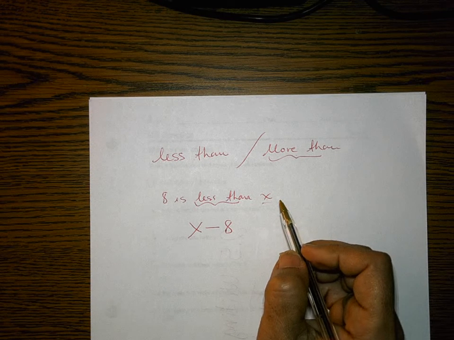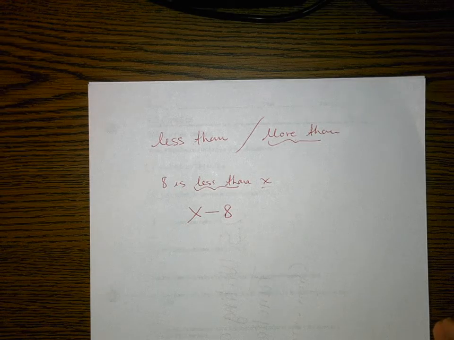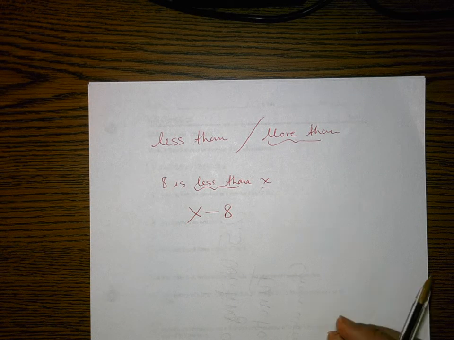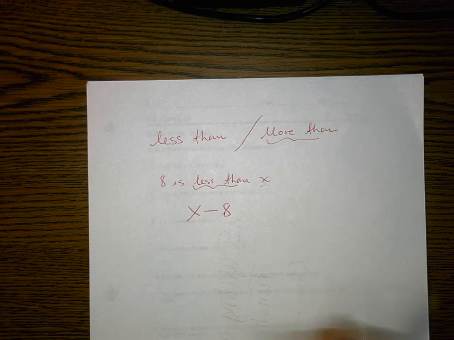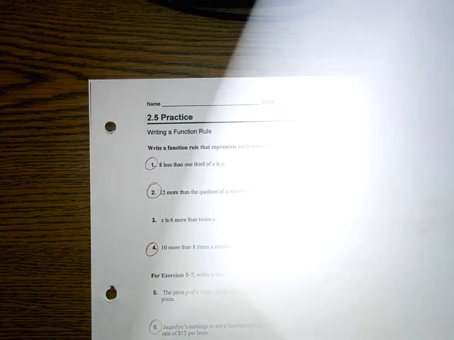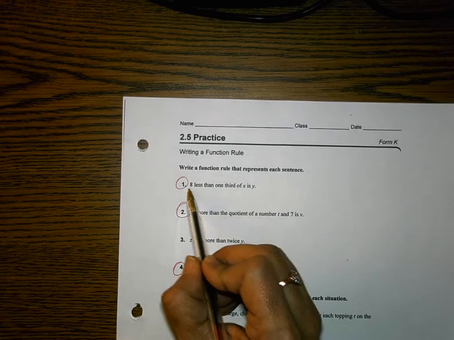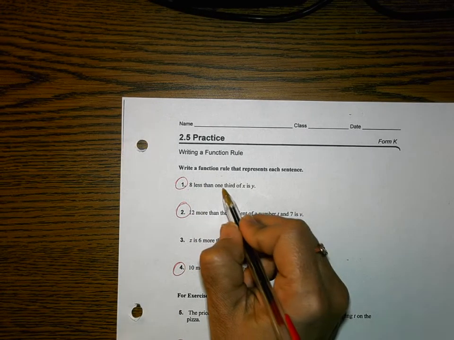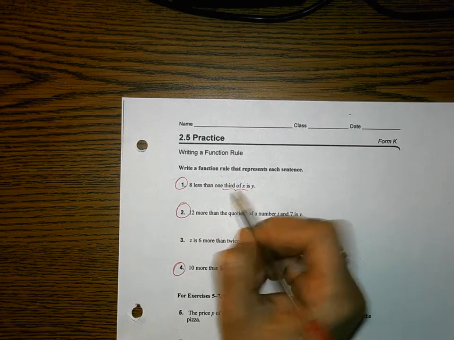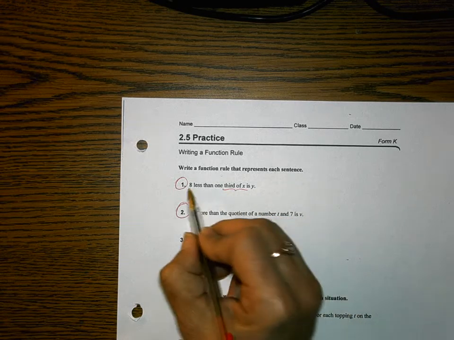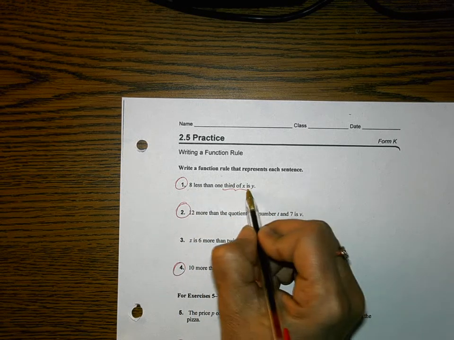So I mentioned this in class. We always pay attention to these things that are being added or subtracted towards the end. So pay attention to the end of the sentence first. That's one of the things that I mentioned in class. So let's take a look at some of these things right here. It says 8 less than 1/3 of x is y.